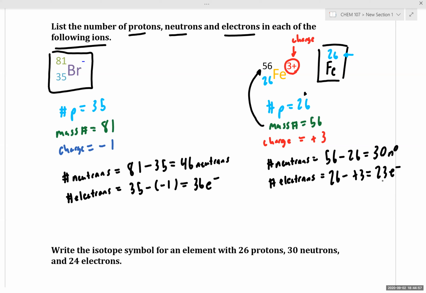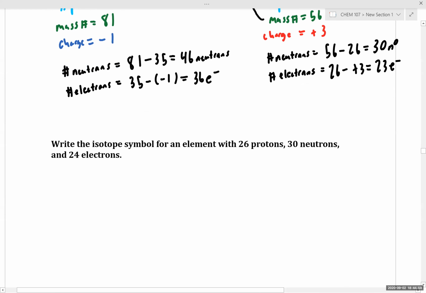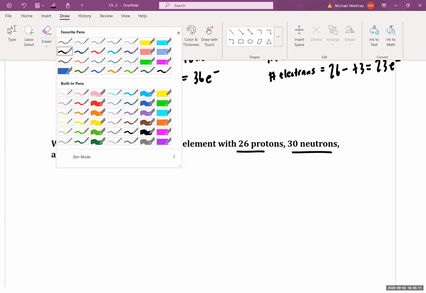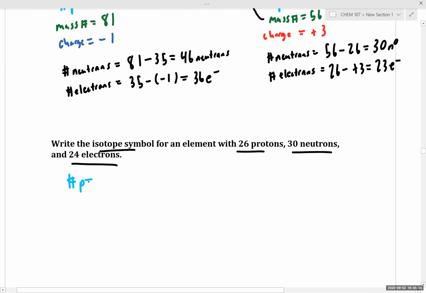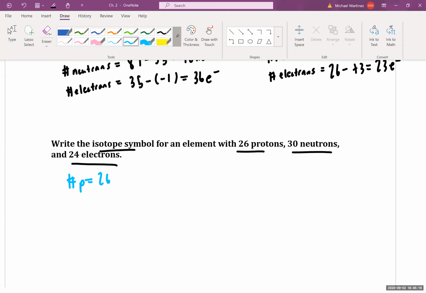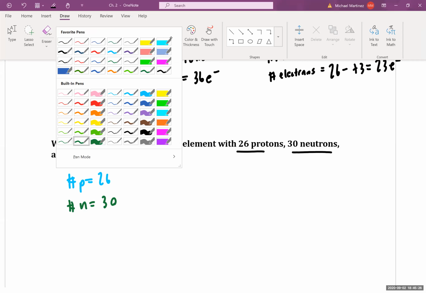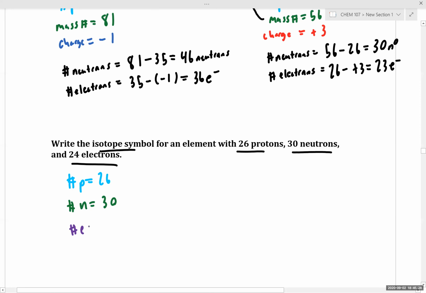Does this example make sense to everyone? So let's look at another example where we're asked to write the isotope symbol for an element with 26 protons, 30 neutrons, and 24 electrons. So in this case, we're working backwards here. So let's summarize what we know. We know our number of protons is equal to 26, our number of neutrons is equal to 30, and our number of electrons is equal to 24.